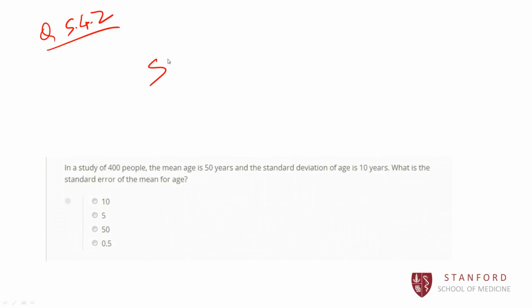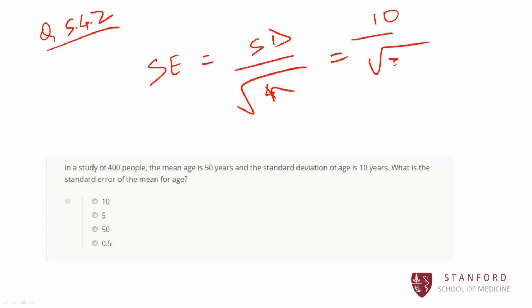We know that the formula for the standard error of a mean is the standard deviation divided by the square root of the number of observations. In this case, our standard deviation is 10. We have 400 observations. We see that the standard error comes out to be 0.5.